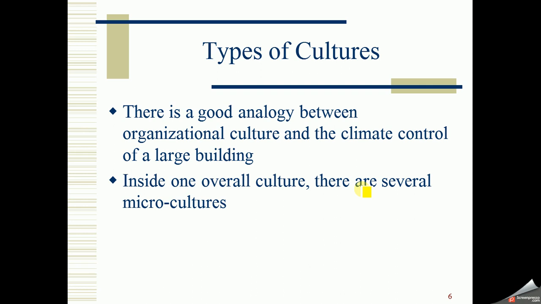There are different types of cultures, and there's a good analogy between organizational culture and the climate control of a large building. Just like in a large building, when we have some climate control, we will set the temperature to, let's say, room temperature, 20 or 22 degrees Celsius. But different parts of a large building will have different, what we call, microcultures.